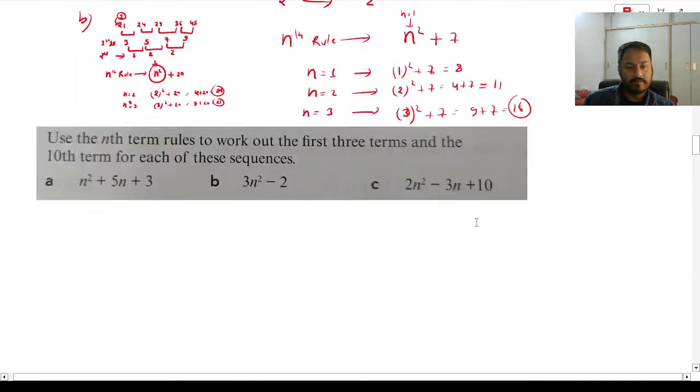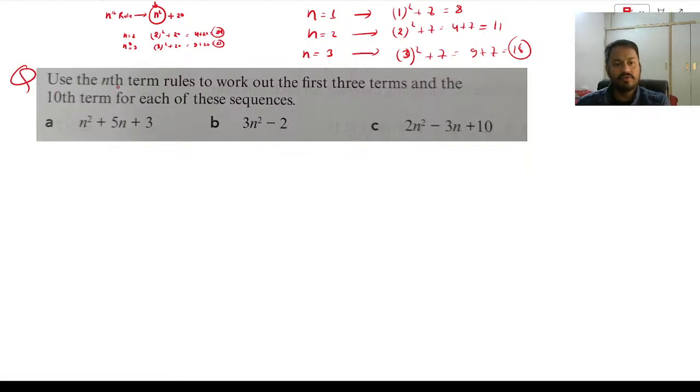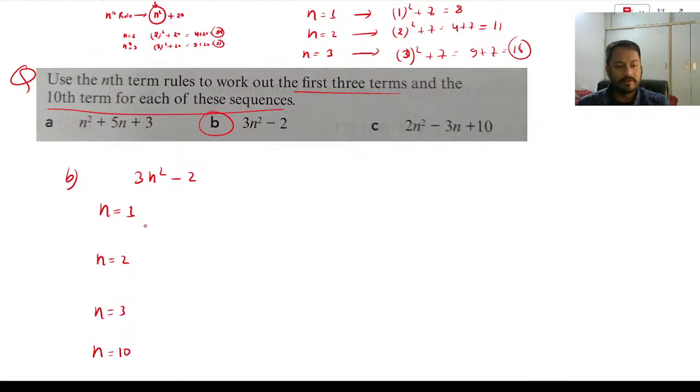Now let's do some tricky questions here. Okay, so this is very easy. What you need to do is use the n term rule to work out the first 3 terms and the 10th term. This is very easy. I'll do only one part. We'll do this B part. This will take a lot of time, so you can just practice later. So B part I'm doing, it is 3n square minus 2. To get the first term, you will put n equal to 1. To get the second term, you need to put n equal to 2. To get the third term, you need to put n equal to 3. And to get the 10th term, you need to put n equal to 10.